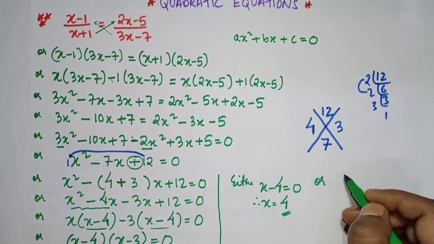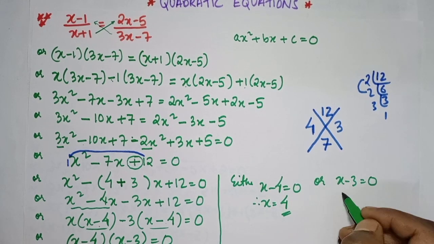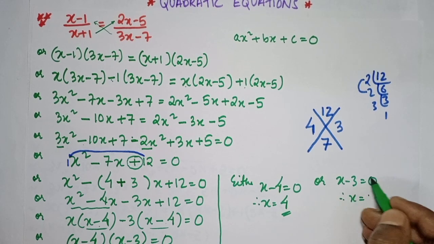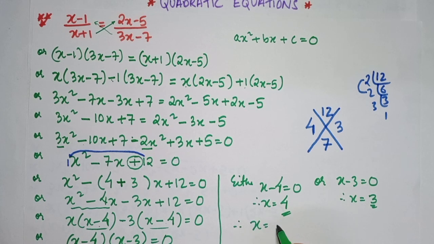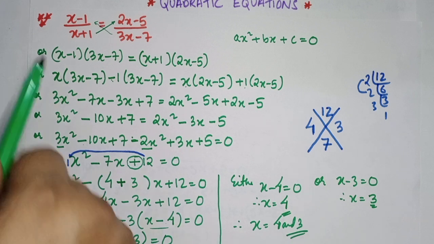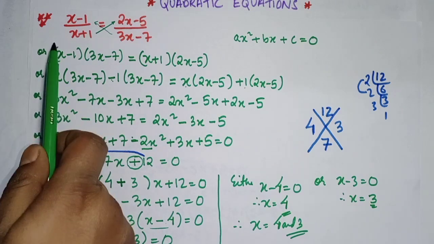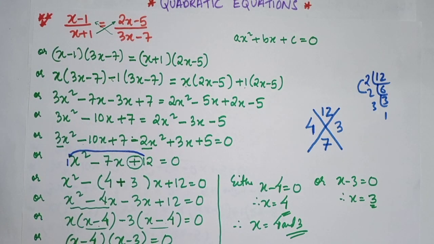Or what do you have? X minus 3 is equal to 0. So therefore x equals to, minus when it goes that side, it will be plus. So I got 3. Therefore x equals to 4 and 3. So I got the two values for this quadratic equation, and this carries 4 marks. And our fifth step is not compulsory for your exam. You can put that value and equate left hand side equals to right hand side. That no need to do. Okay, hope you got this.